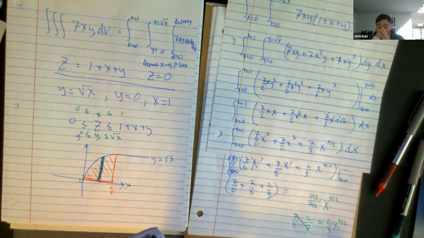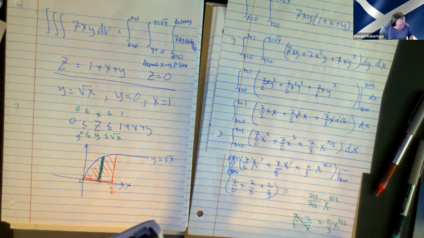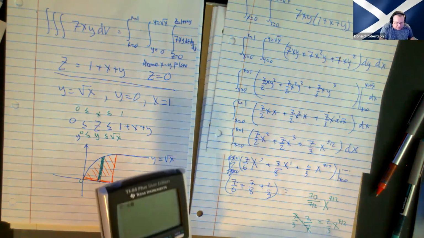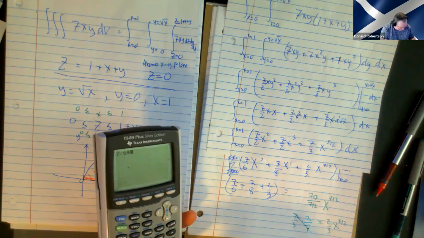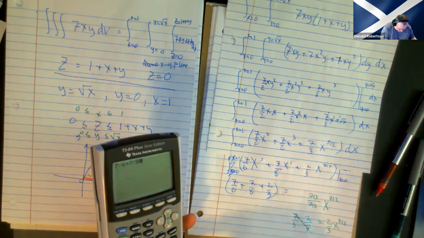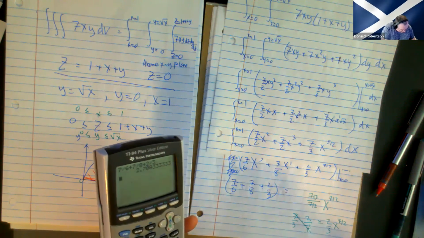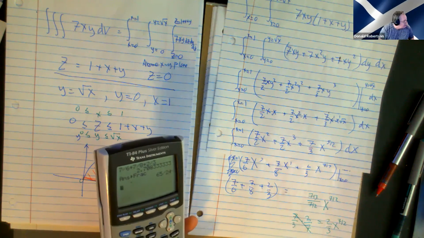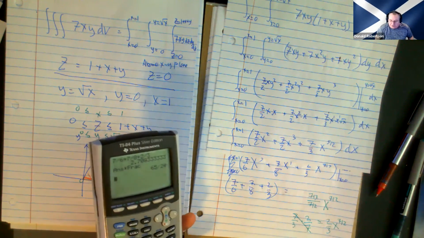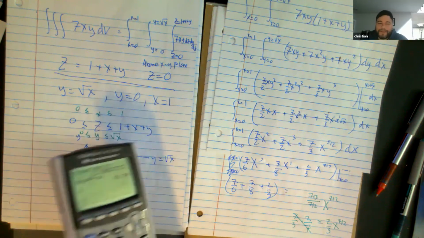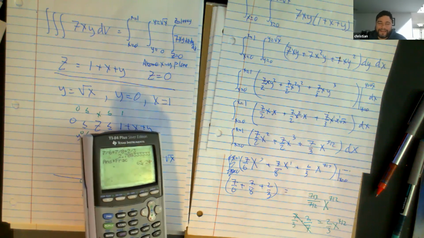Let me double check on it since we are here. It should be 65/24. So there's 7/6 plus 7/8 plus 2/3, and then turn everybody into fractions, and 65/24, and that's the right answer.